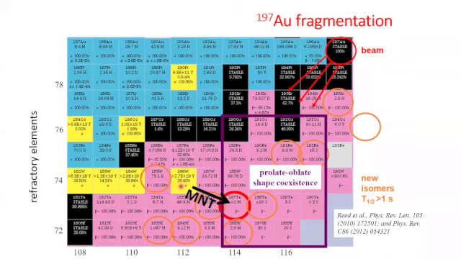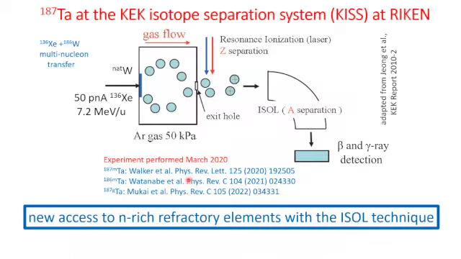These are so-called refractory elements, which have very low vapor pressures, even at very high temperatures, and they're particularly difficult with isotope separators. But at the same time as some of these measurements were going on, the group at Riken in Tokyo were developing something they called KISS, which is the KEK isotope separator system.